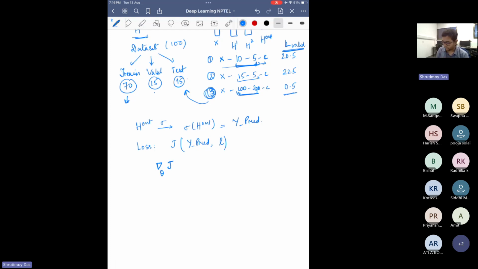Before going further, should I explain back propagation from scratch, or is it clear to everyone?